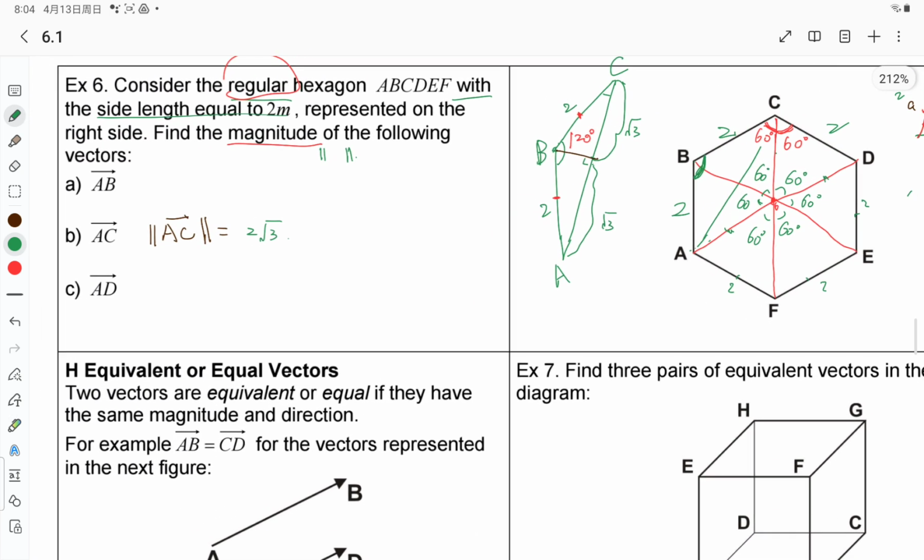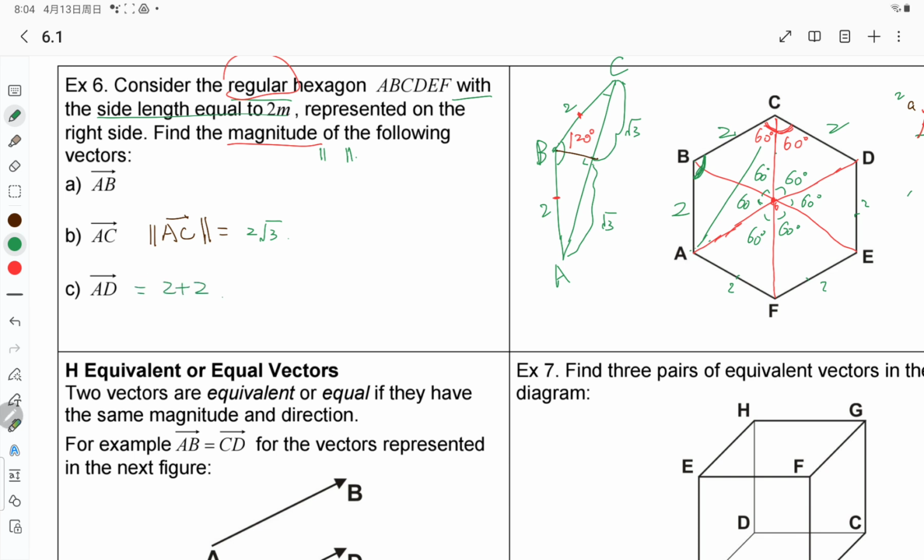So then, what is AD? So this is 2, and this is the same triangle, also 2, right? So what is it? You should write it down first. I'll give you 10 seconds to write it down first, and then we compare our answer, okay? So it is 2 plus 2, right?